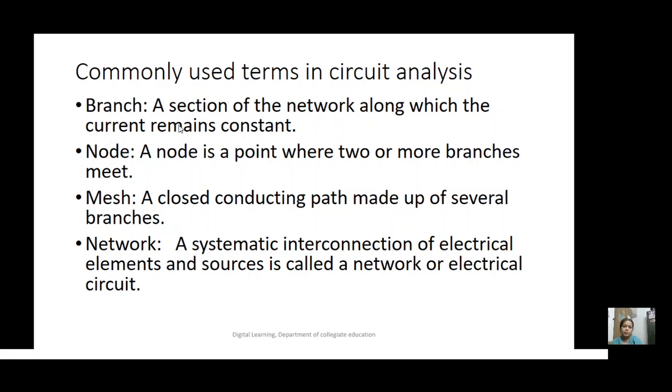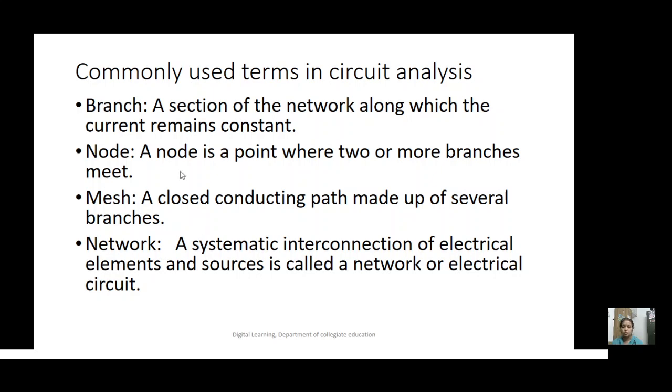Branch. A section of the network along which the current remains constant is called a branch. Node. A node is a point where two or more branches meet. A node is also called a junction. Mesh. A mesh is a closed conducting path made up of several branches. A closed path for the current is called a mesh. It's also called a loop.